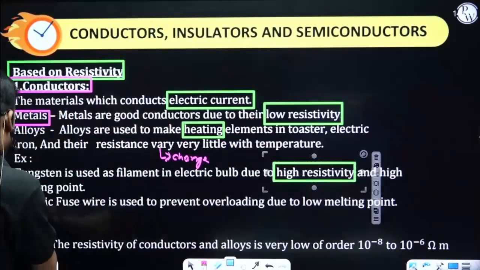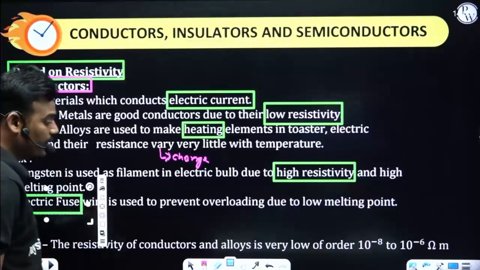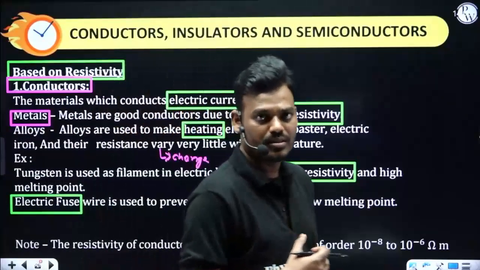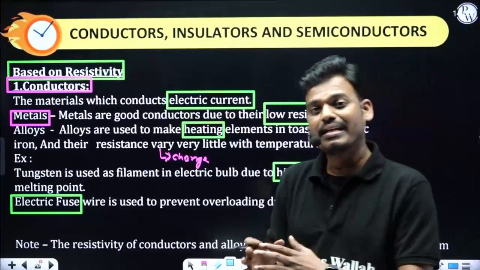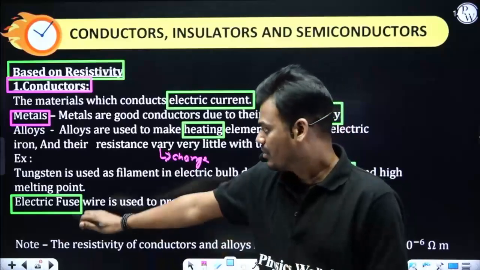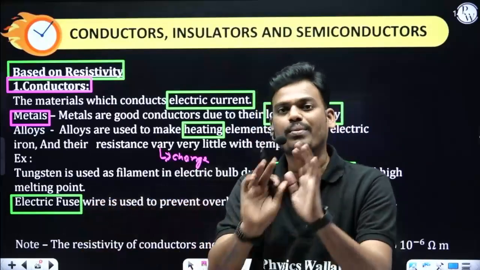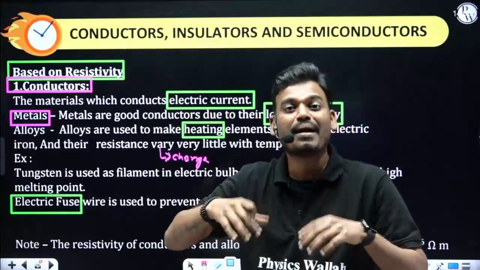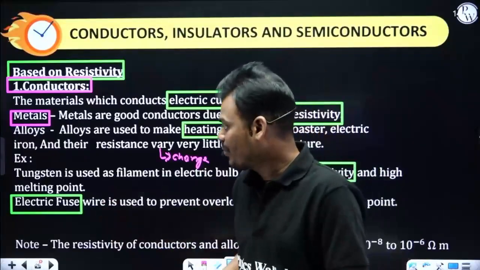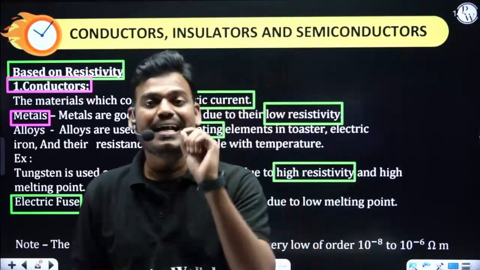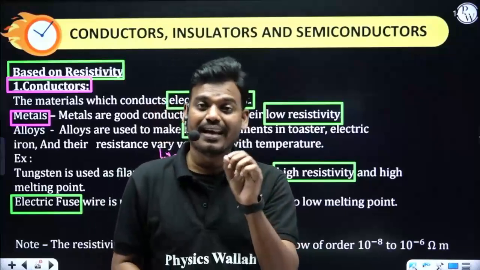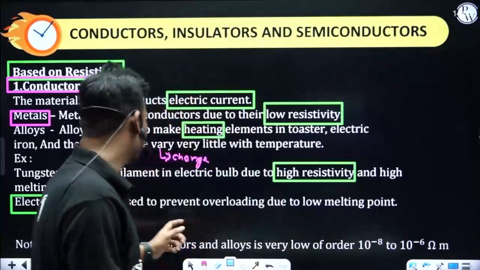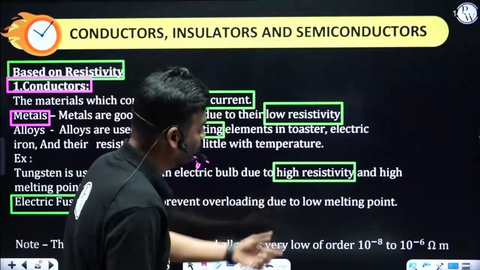Next one, electric fuse. An electric fuse is a safety device. Safety device means whenever there is a large amount of current, this fuse will stop that current by breaking the fuse element in it. This fuse is made up of lead and tin, to prevent overloading due to its low melting point.